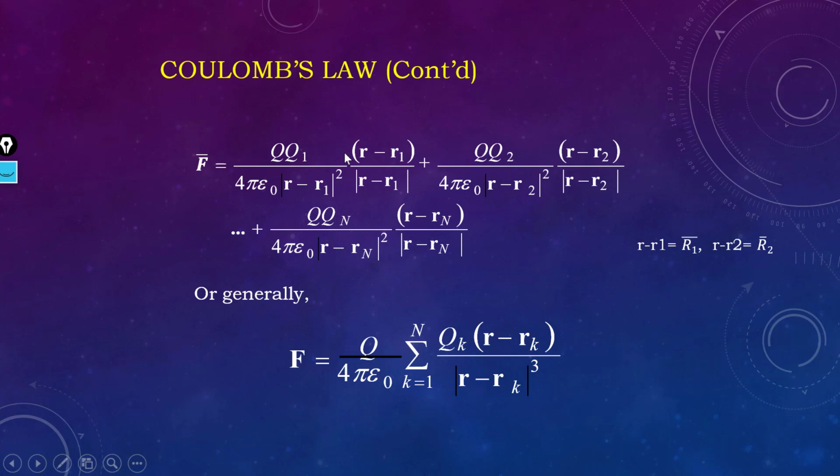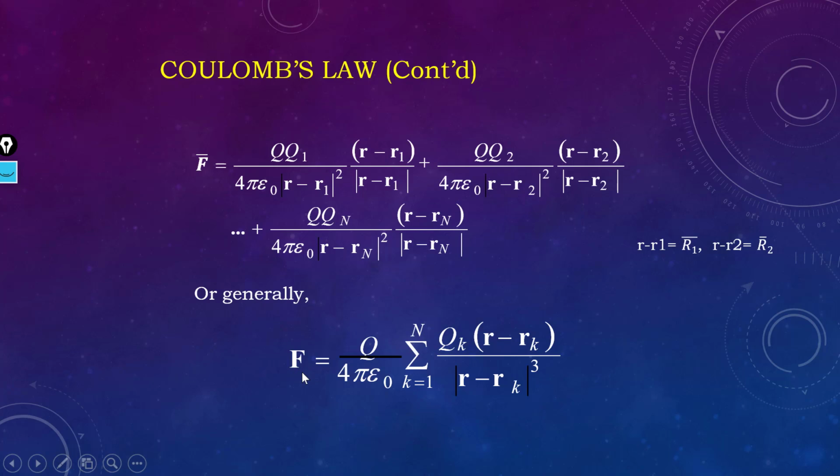So this total part is nothing but the unit vector a R1. This part is nothing but the unit vector a R2. This part is nothing but the unit vector a Rn. So if we sum all the individual forces together, then we get the total force F bar.